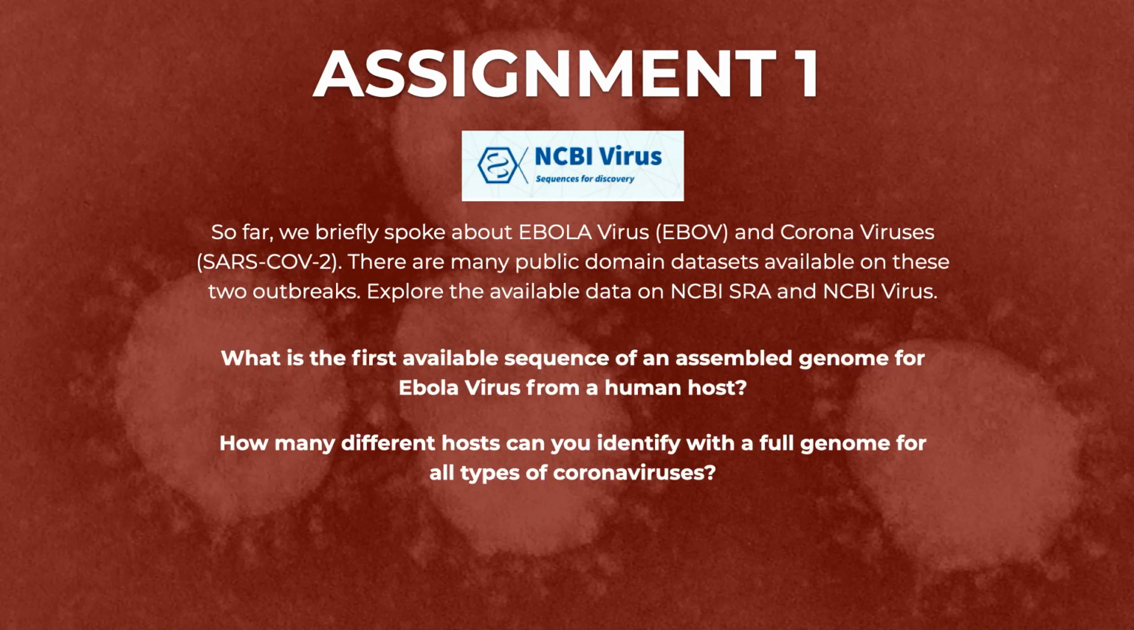Can you go into NCBI Virus and identify how many different hosts coronavirus was sampled from? Okay, coronaviruses are abundant in cows and in pets like dogs and cats and humans and bats and apes. So how many in total different hosts can you find with a known full genome? Okay, make sure that you're looking for full genomes. And let's compare what we find next time.